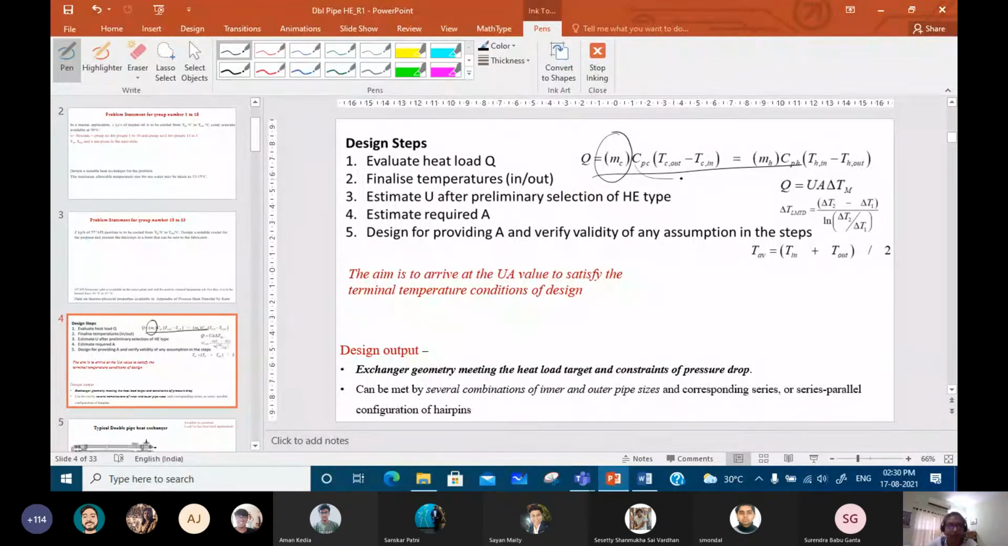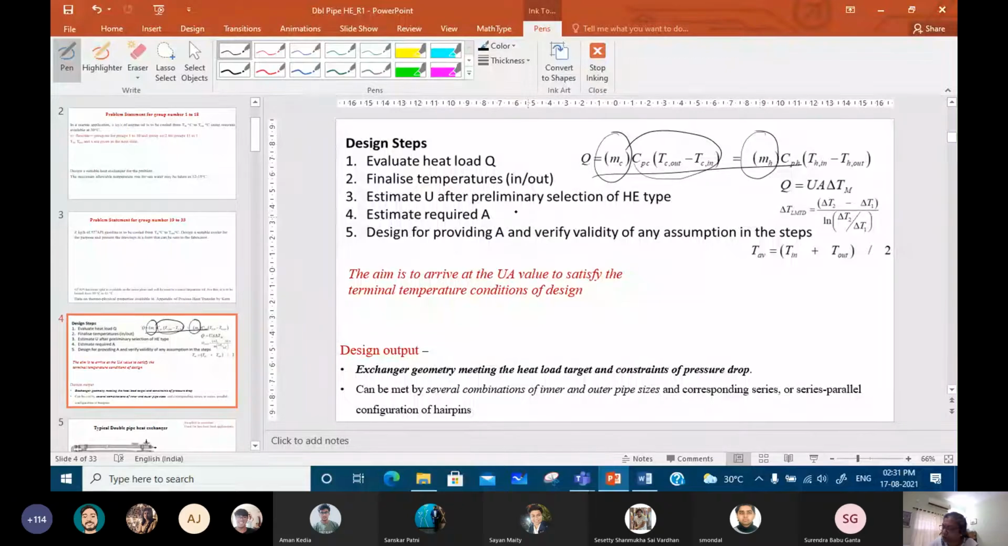And definitely, what is the maximum allowable temperature rise of the coolant, or maybe if I'm heating a fluid, what is the maximum allowable temperature rise of the heating fluid. That was my constraint. I haven't specified the amount of the coolant or the heating fluid that I require. If you require that, then you have to find it out. That is fine. So therefore, the first thing is to evaluate the heat load and finalize the temperatures based on several constraints. This is also given to you.